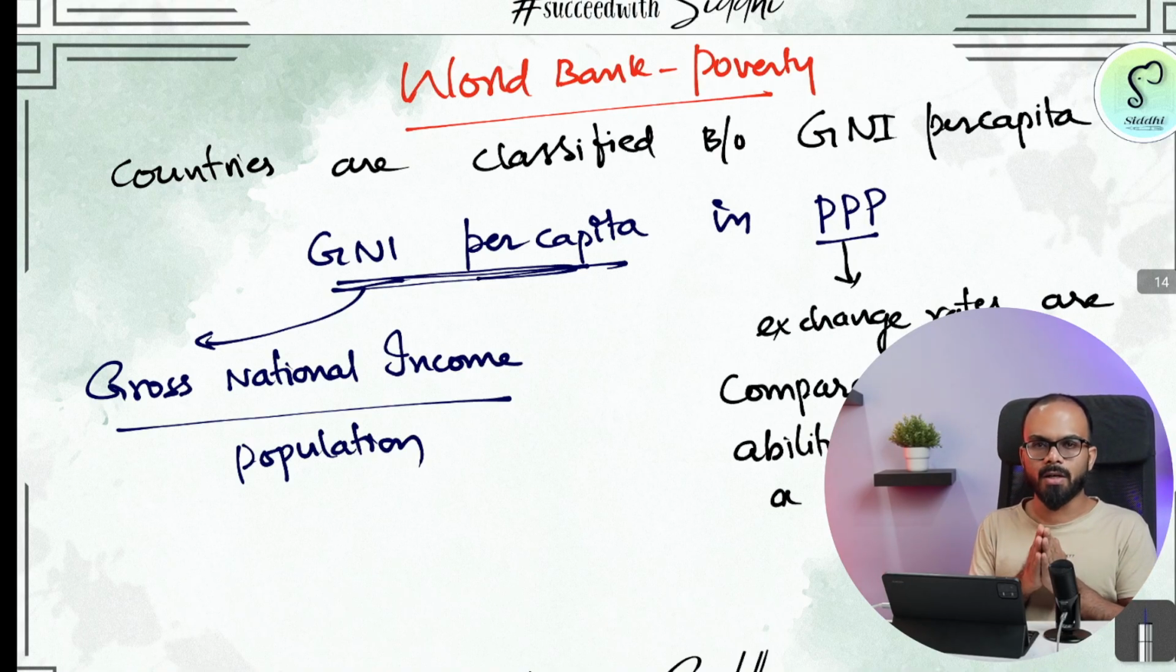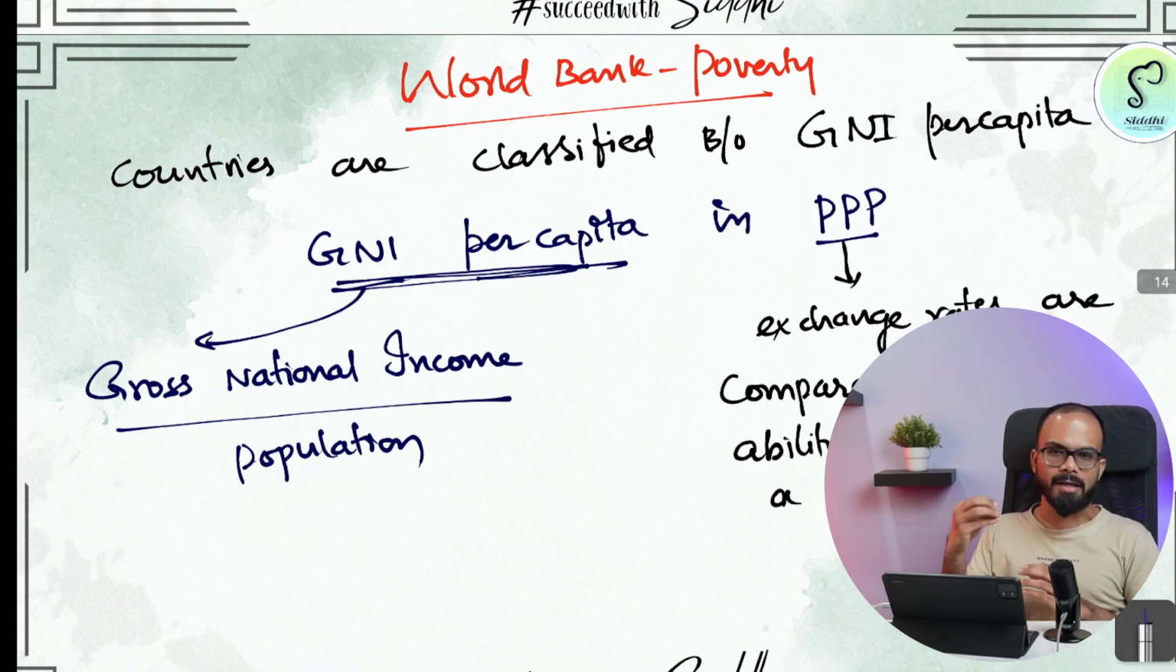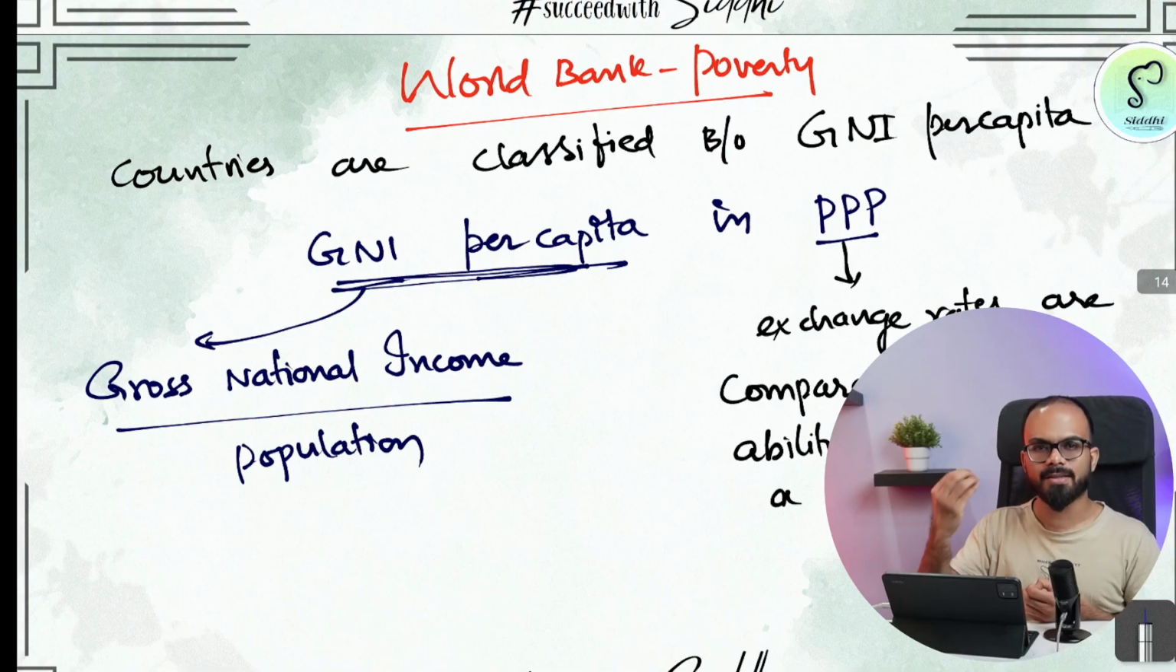The World Bank is one organization that measures poverty constantly. And the World Bank measures poverty based on the gross national income per capita in purchasing power parity. Don't worry about what purchasing power parity is. We will discuss what it is in the next classes, not exactly in the next class, but in the next classes. The next class is about inequality.